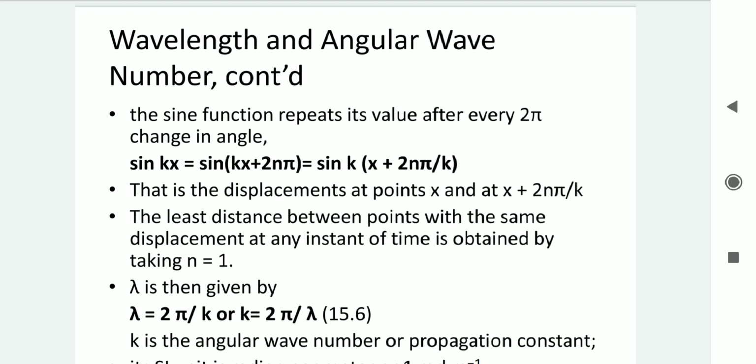By taking n equal to 1, then λ equals 2π by k, or k equals 2π by λ. This k will give you the angular wave number or propagation constant, having its unit radian per meter.